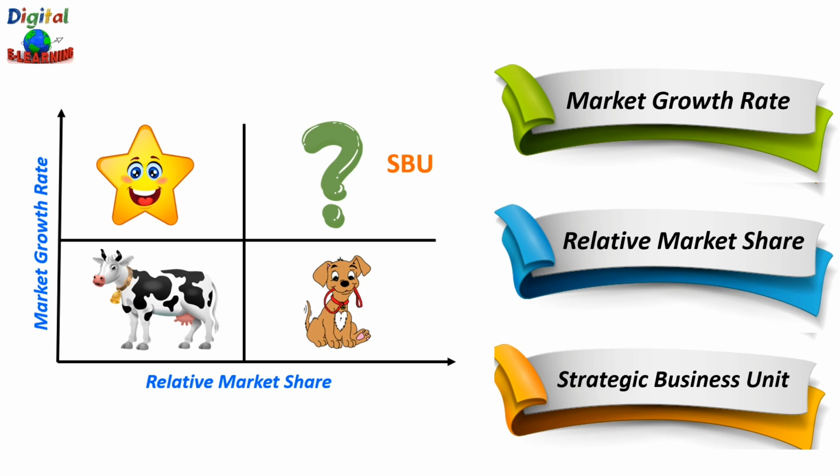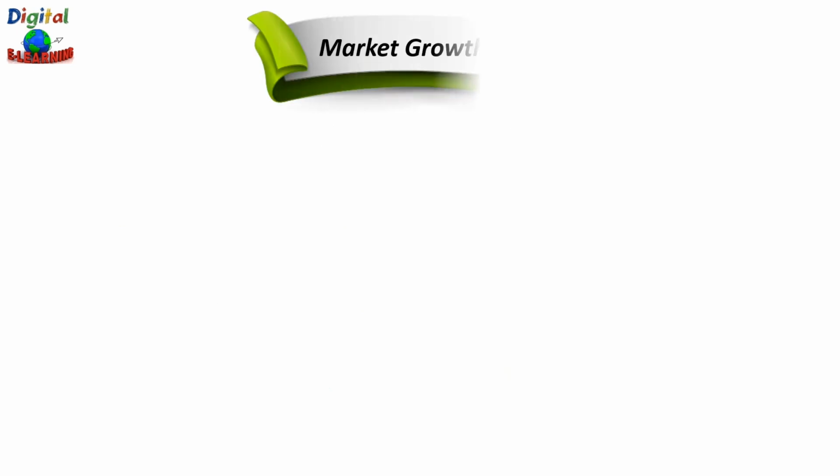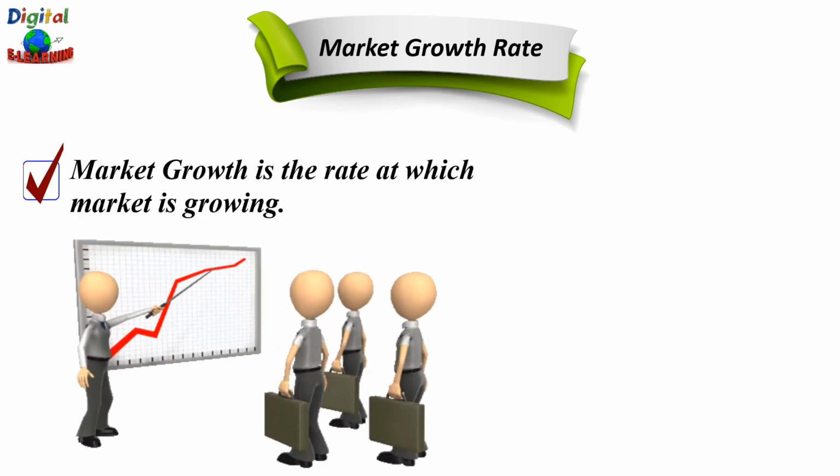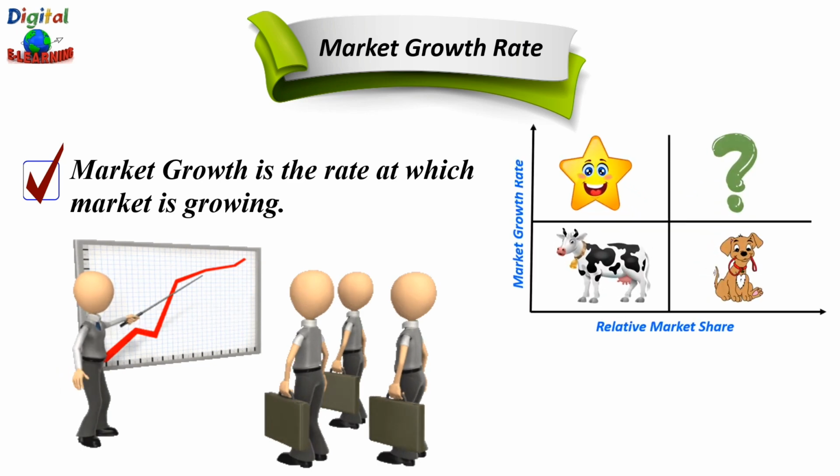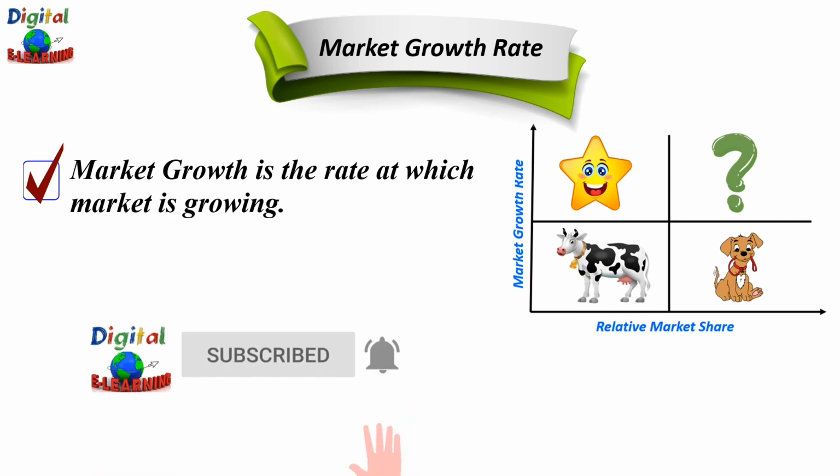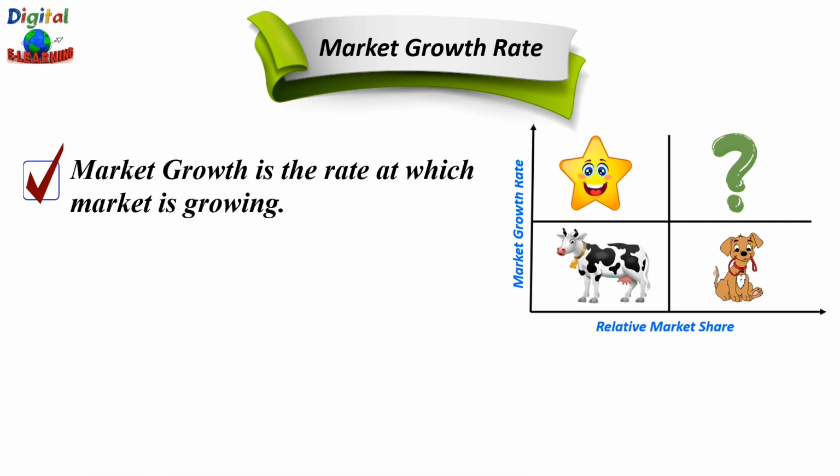Before we deep dive into how to construct this BCG matrix, let us understand three terms: one is the market growth rate, second is the relative market share, and third, what are strategic business units, or SBUs? Market growth rate is the rate at which a market or industry is growing. The industry growth rate can be found in any industry report, which is usually available online for free. It is represented on the y-axis of the BCG matrix, and can be a high growth rate or a low market growth rate.